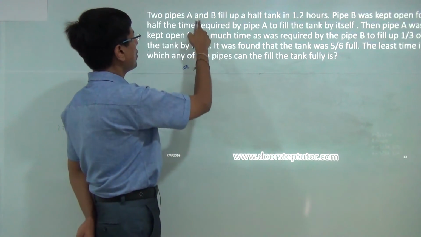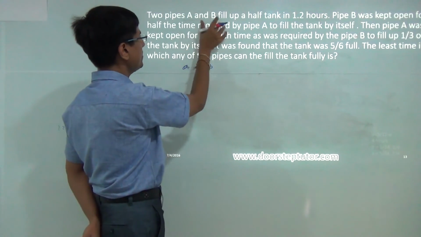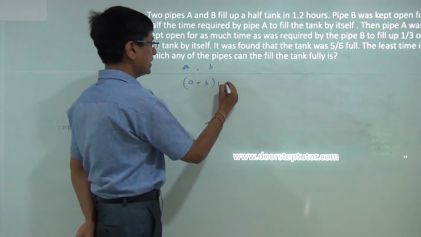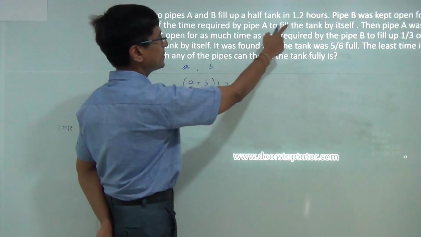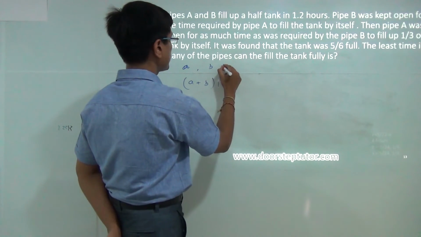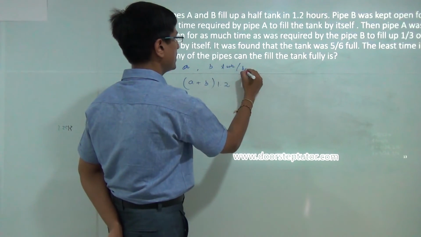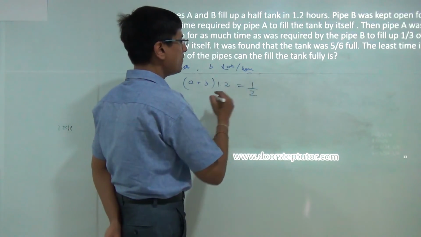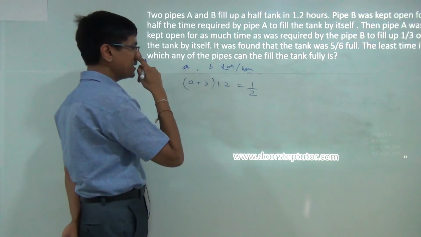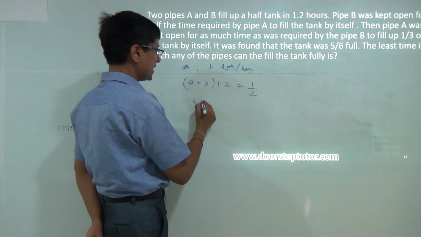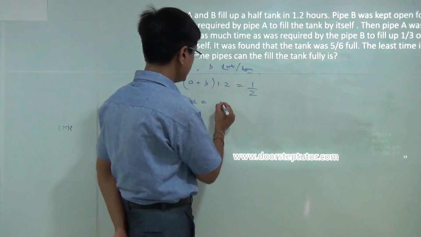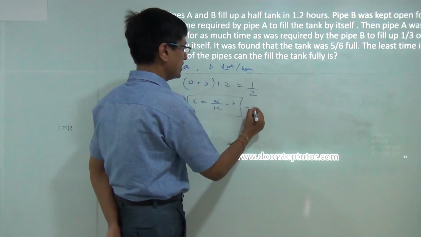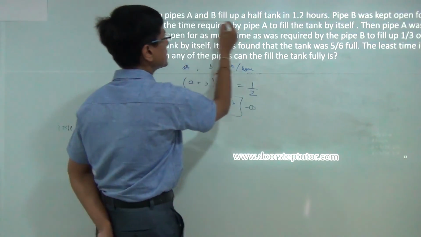So let the rate of A and B be small a and small b. What do I know? If they are working together in 1.2 hours, so this is their rate, right? This is their rate, tank per hour. This is the unit of the rate. A plus B into 1.2 should be equal to half, because they are filling half the tank by itself. So from here I can express A as 5 by 12 minus B. This is my first equation, right? I was able to get that just by this first sentence.